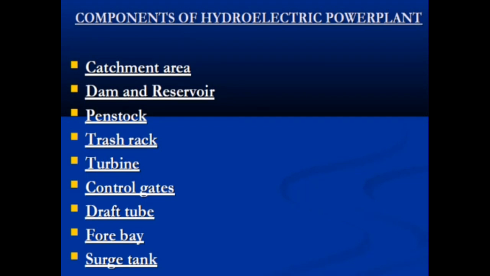These are the component parts of a hydroelectric power plant, or the setup required for a hydraulic power plant: catchment area, dams, penstock, trash rack, turbine, gates, draft tube, forebay and surge tanks.